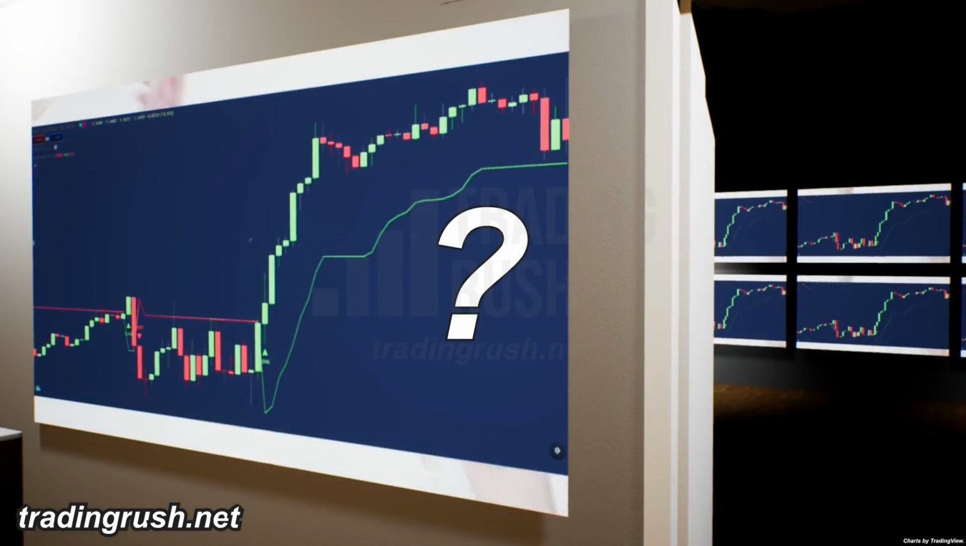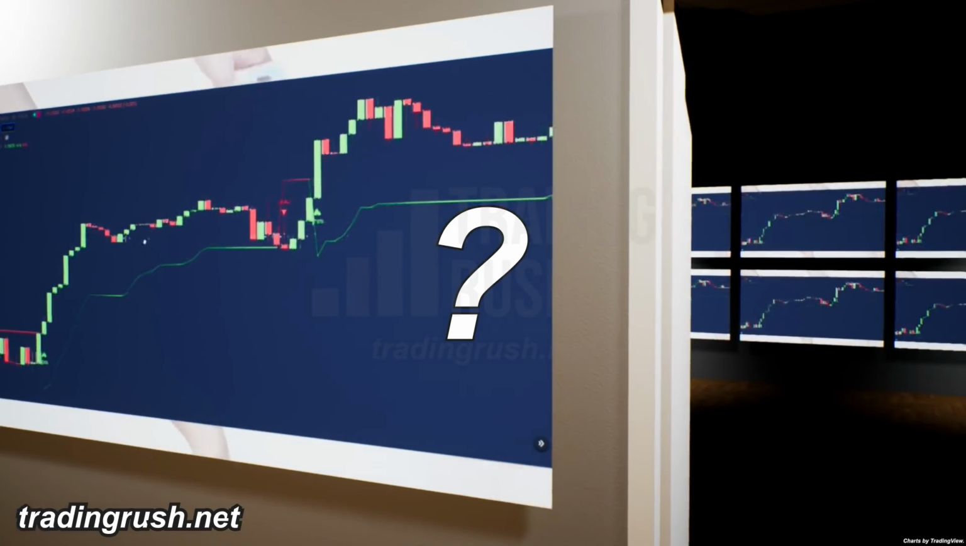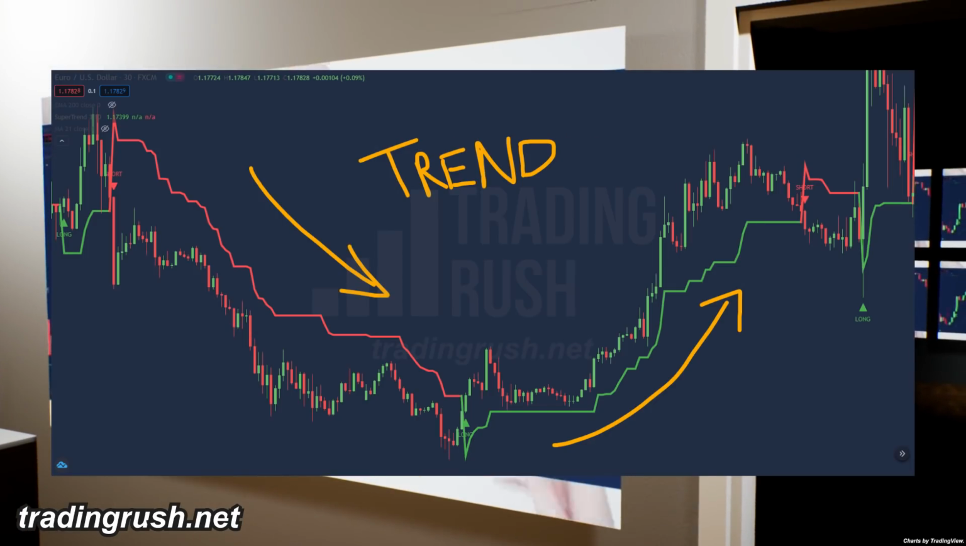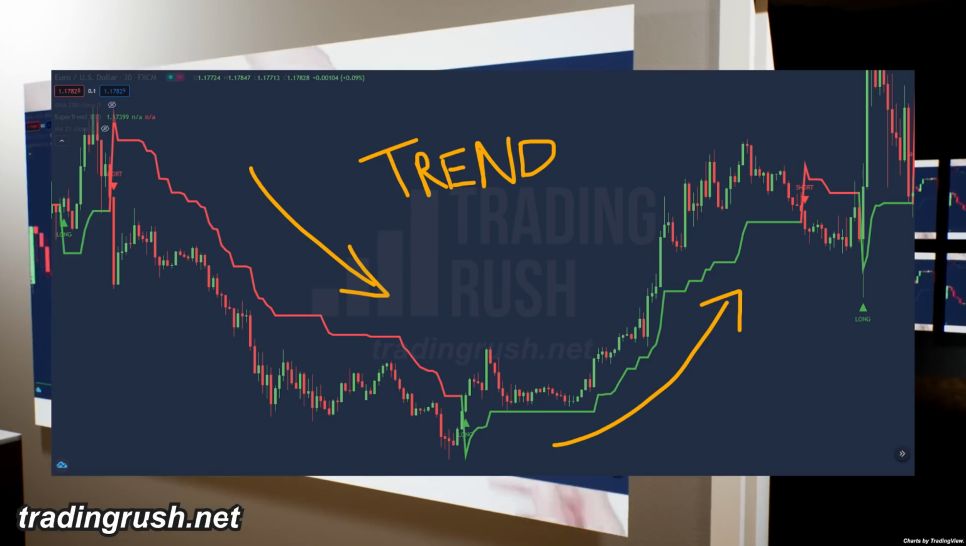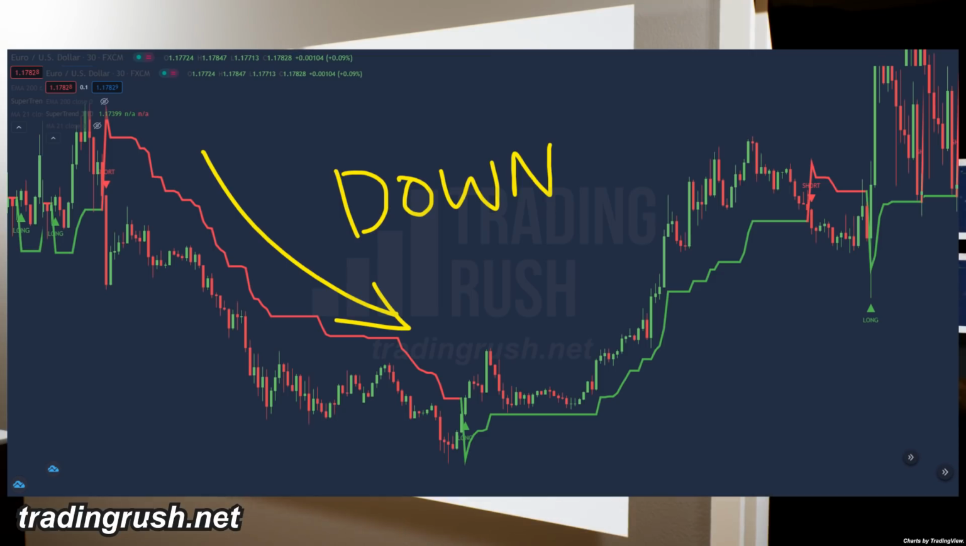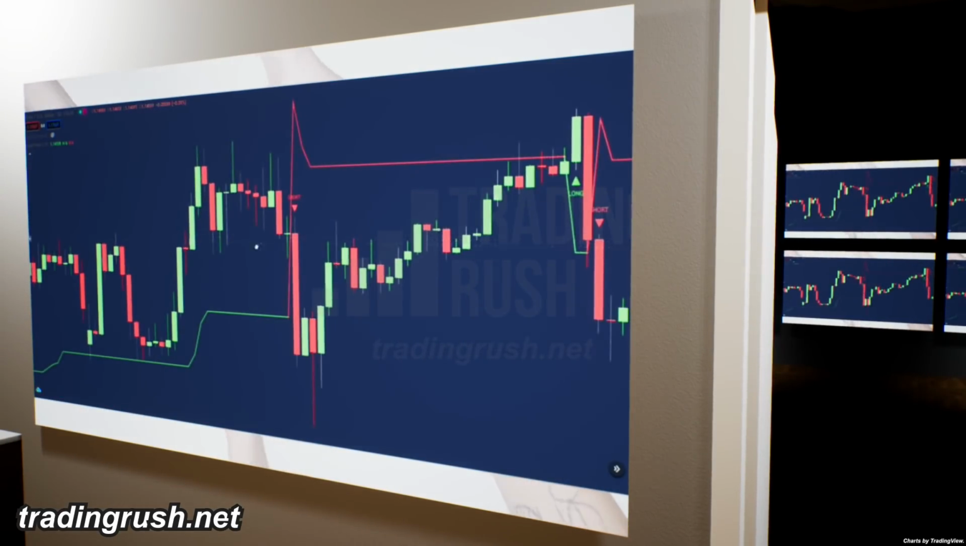But what do these changing colors mean? Well, as the name of the indicator suggests, the Supertrend Indicator is trying to show the current price trend. It is trying to show the direction of the trend. When the Supertrend Indicator is green in color and is below the price, the price is considered to be in an uptrend. Similarly, if the Supertrend Indicator is above the price and is red in color, there is a downtrend going on. Now, to keep it simple, that's all Supertrend really is.